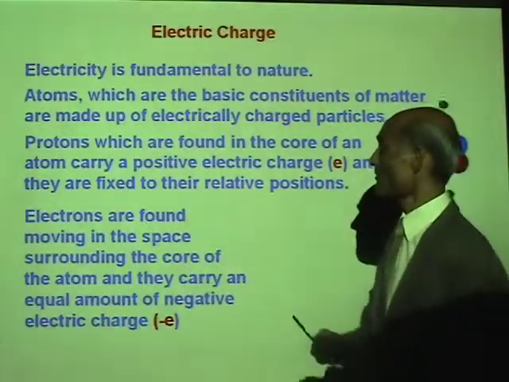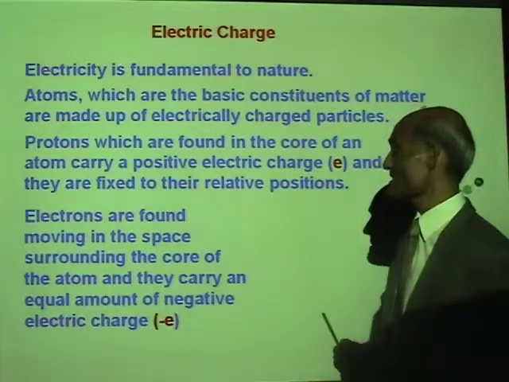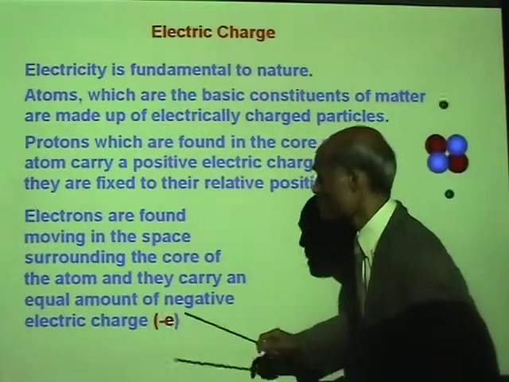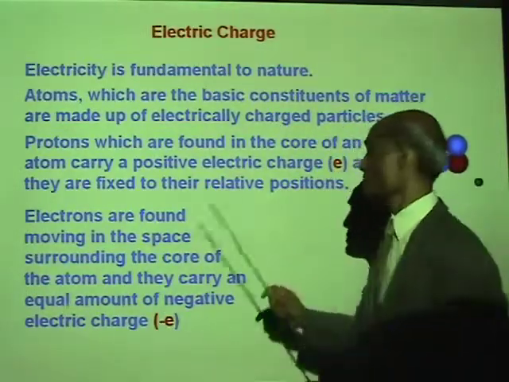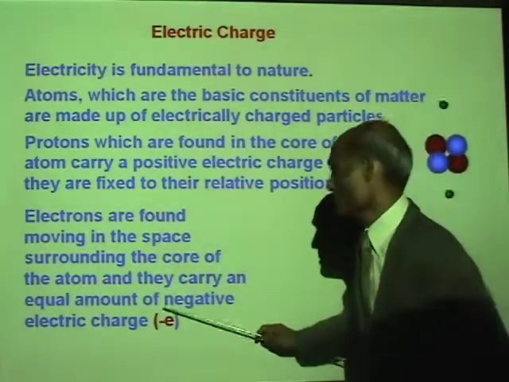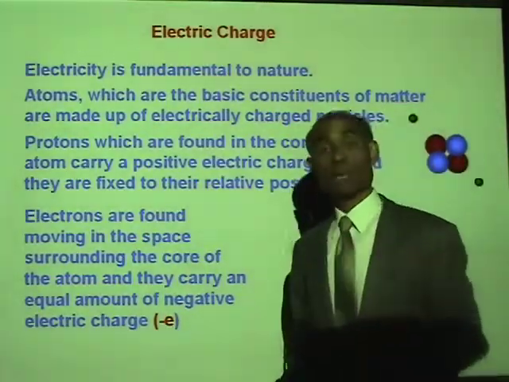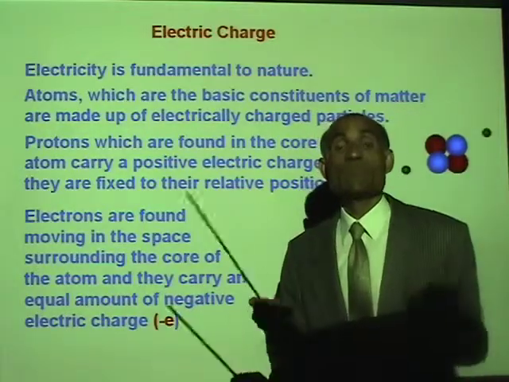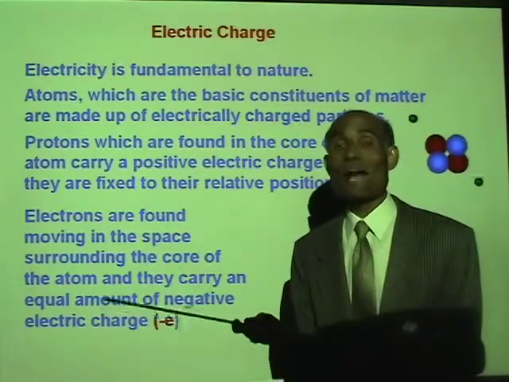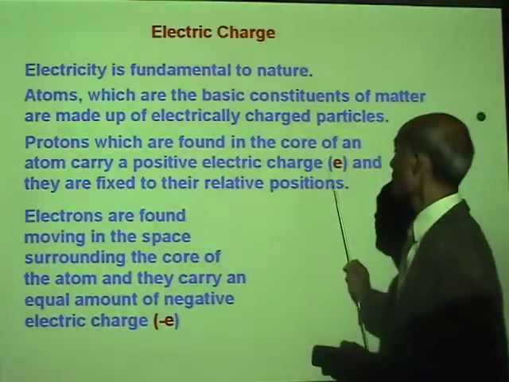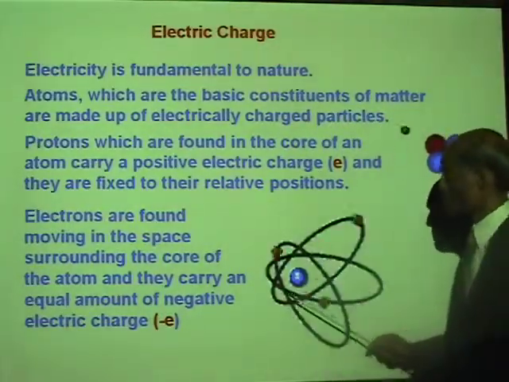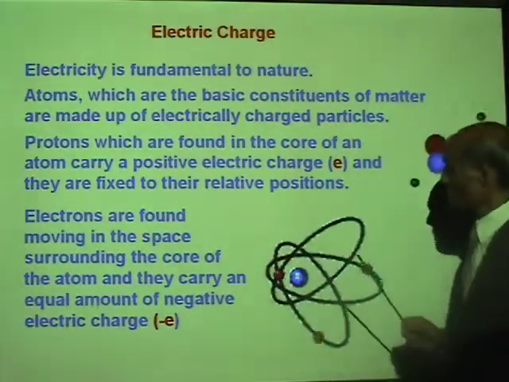So electrons are found moving in the space surrounding the core of the atom, and they carry a negative charge, negative e. So if you have a proton of charge positive e with an electron of charge negative e, the net charge is 0. And in a normal atom, the number of positive charges will be equal to the number of negative charges. Now here I have a picture of the atom.